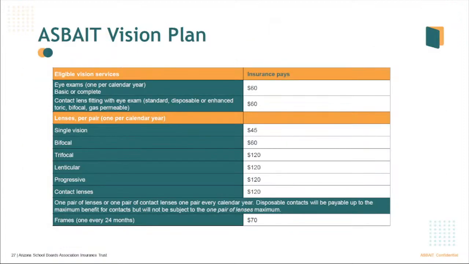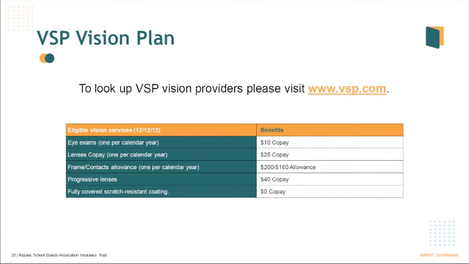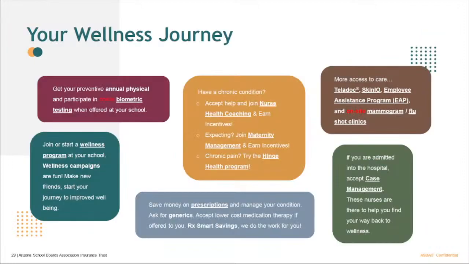ASBATE has an overall vision plan that has been in place since its existence, and it's very basic on what it pays out for benefits. ASBATE added a new vision plan for 7-1 and partnered with VSP, and that's a brand new, robust, very cost-effective, very positive vision program that employees can interface with, and it's a well-known network out in the vision arena.